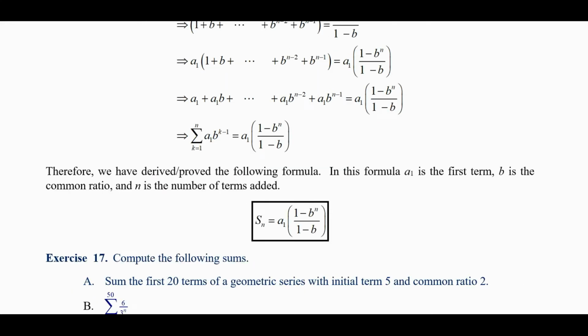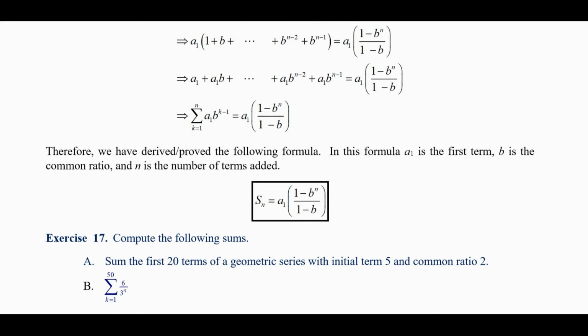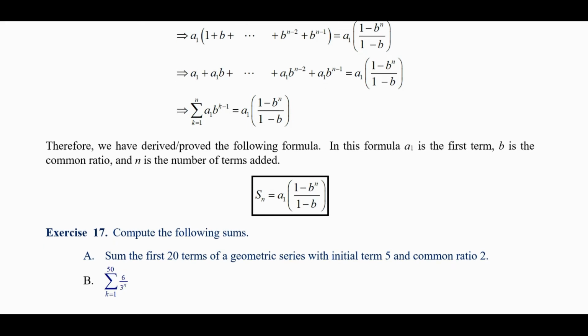So here are a couple of problems for you. Sum the first 20 terms of a geometric series with initial term 5 and common ratio 2. And for part B, compute the sum from k equals 1 to 50 of 6 over 3 to the n. When you've got answers, come back and check them with the video. Press pause now.